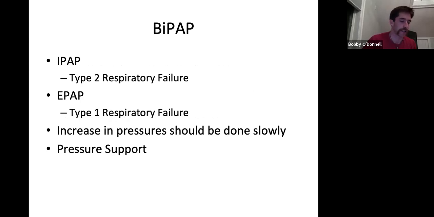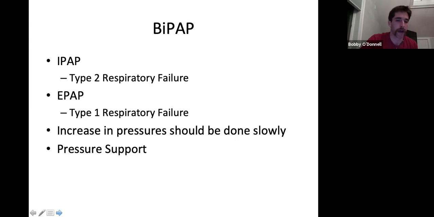So if we're increasing our IPAP alone, it's because they can't ventilate. It'll help blow off CO2. It'll help improve their tidal volumes and their oxygenation. If it's more of a pulmonary edema issue, we're going to increase our IPAP and our EPAP in conjunction. And that'll help force fluid out of the lungs, increase our mean airway pressure. And to improve patient comfort, we don't want to be increasing these pressures too rapidly. We'll do them in small increments.